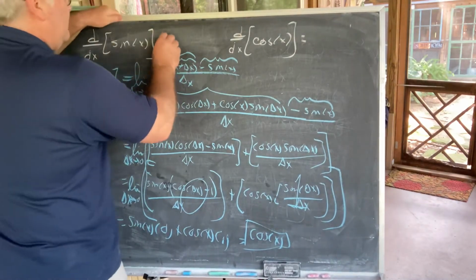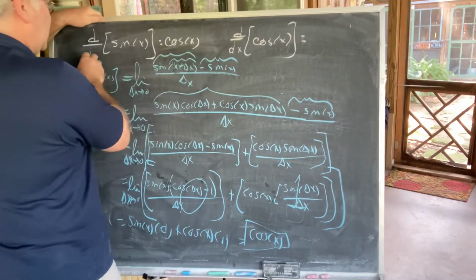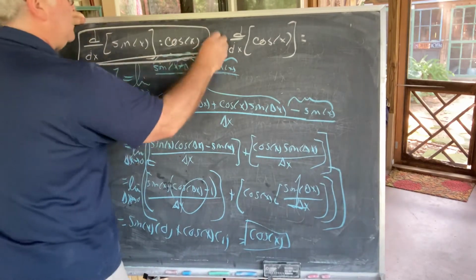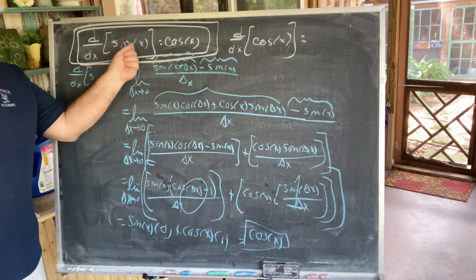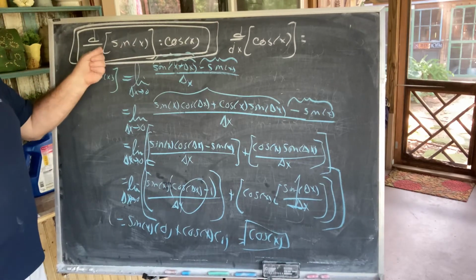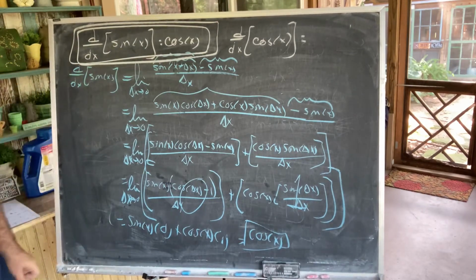The derivative of sine is cosine. You don't need to be able to reproduce the blue, but you better be able to reproduce this white. The derivative of sine is cosine.